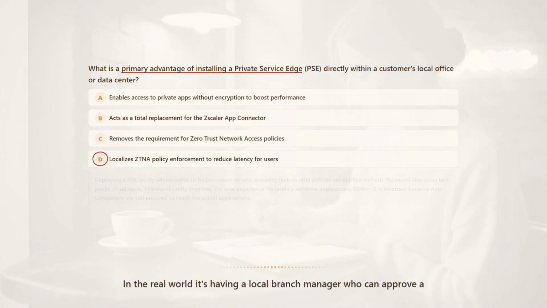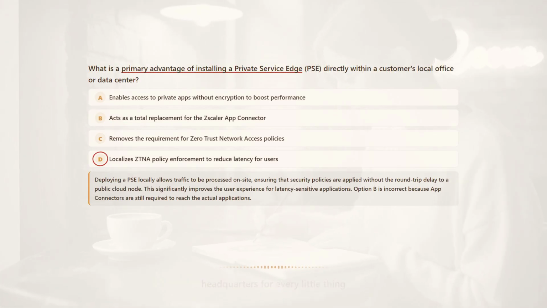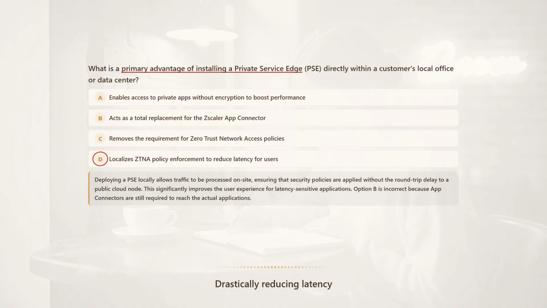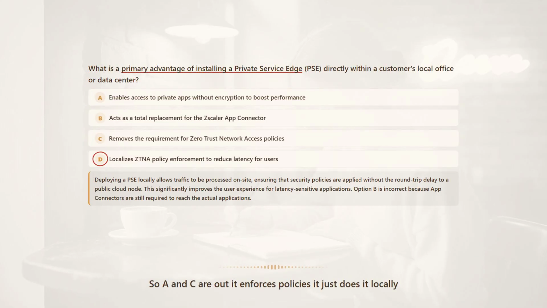In the real world, it's like having a local branch manager who can approve a transaction on the spot instead of calling headquarters for every little thing. Drastically reducing latency. Exactly. So A and C are out. It enforces policies. It just does it locally.